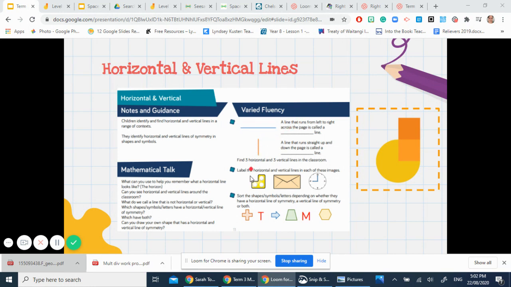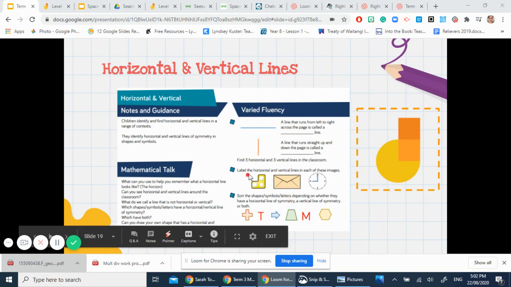So if we have a look here, we can see that this shape here has the horizontal line there, where the 2 dots are, and the vertical line is the 2 dots up this way. We've got the horizontal line along the envelope that goes from left to right, and the vertical line that goes up. And then if we look at the clock, we've got the horizontal line is the line that is pointing to the 9, and the vertical line is the line that's pointing to the 12.